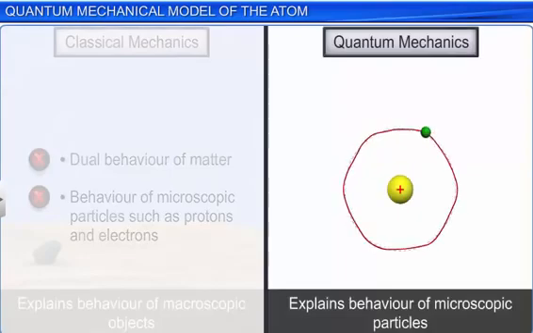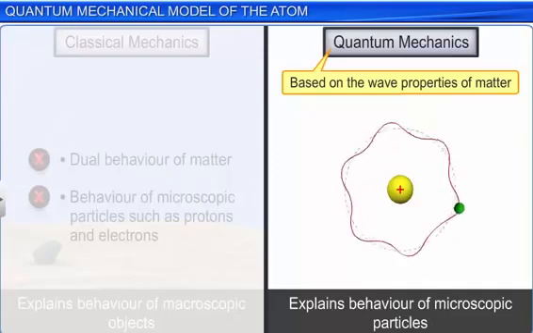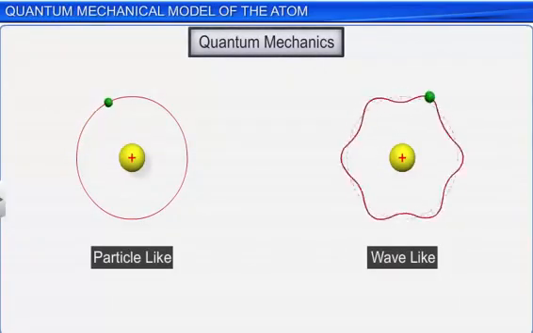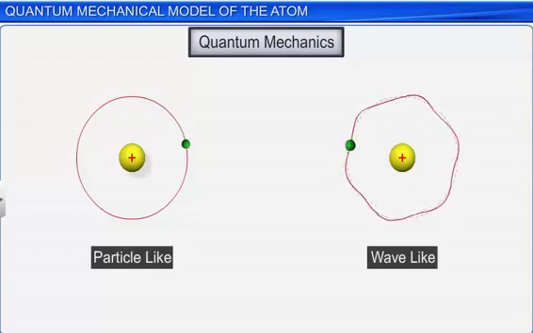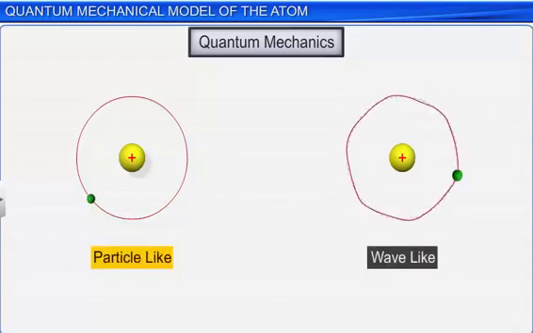On the other hand, as quantum mechanics is based on the wave properties of matter, it describes the behavior of microscopic particles in a much better way. Hence, quantum mechanics is a theoretical science that helps to study the motions of the microscopic objects that have observable wave-like and particle-like properties.